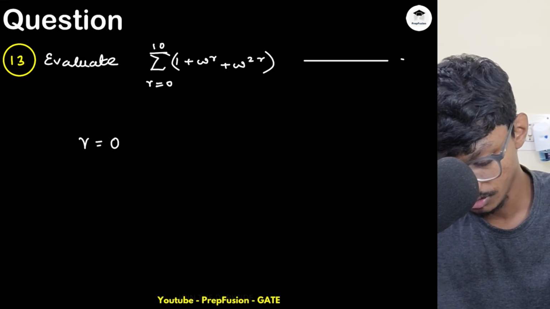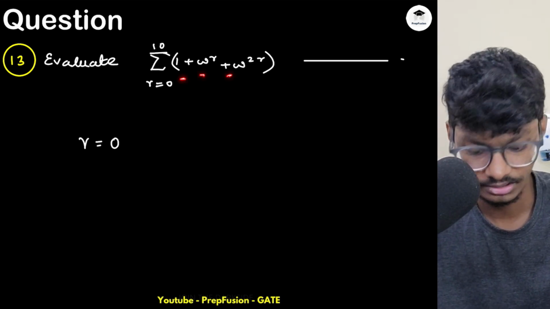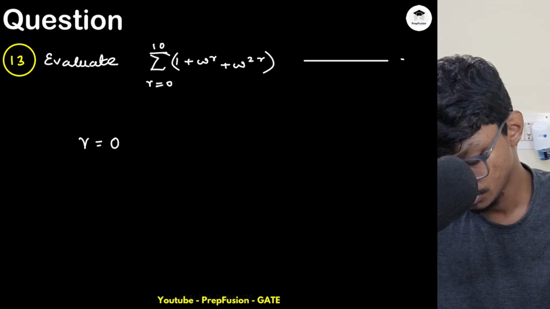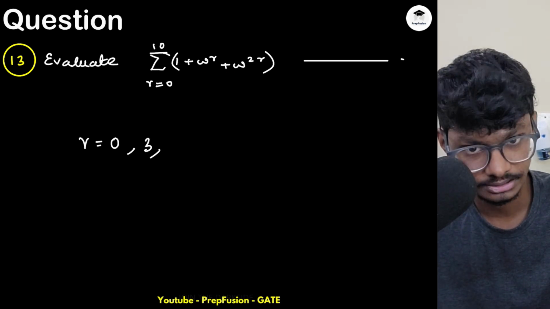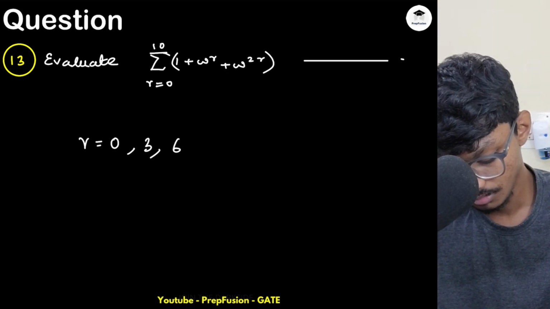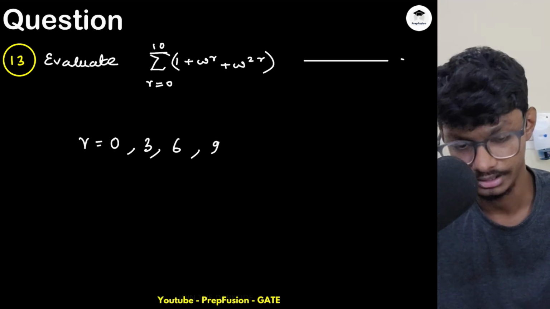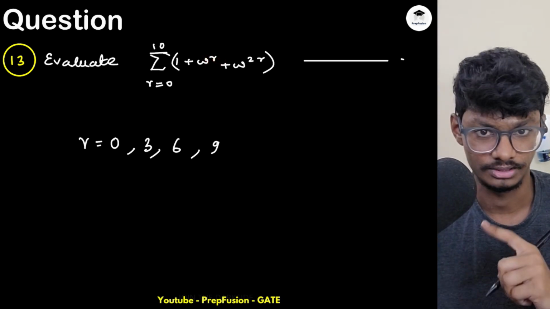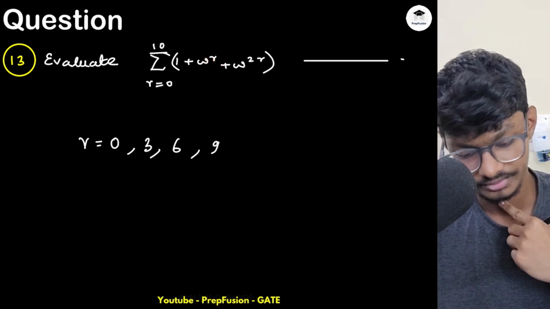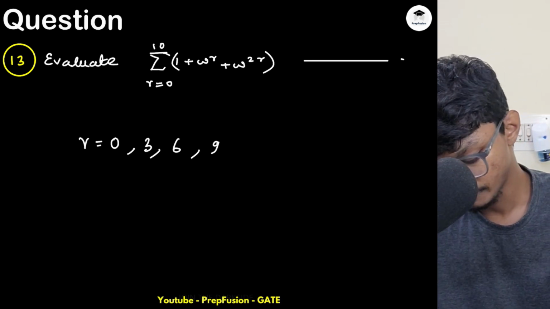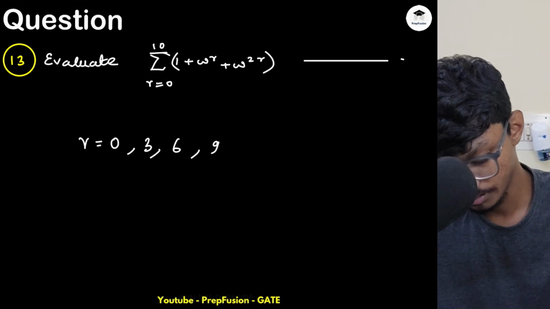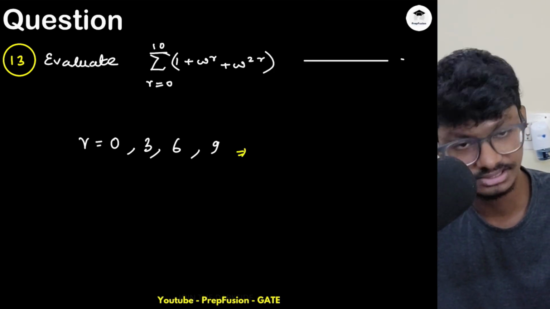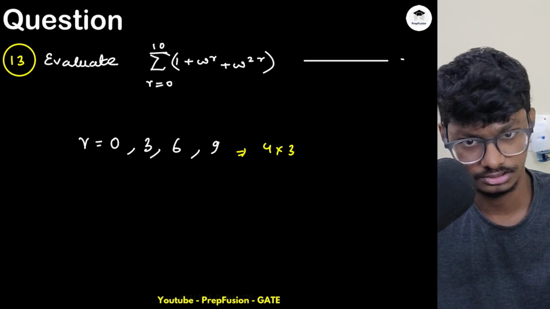If r is 0, you can observe that 1 plus omega raised to power 0, which is 1, plus omega raised to power 0, which is 1, is 3. So don't forget r equals 0. Then r equals 3, r equals 6, and r equals 9. So I have 4 values where r is a multiple of 3. Whenever r is a multiple of 3, this will always equal 3. So 4 times I get 3, and this is in summation. So 4 times 3, I will get 12.